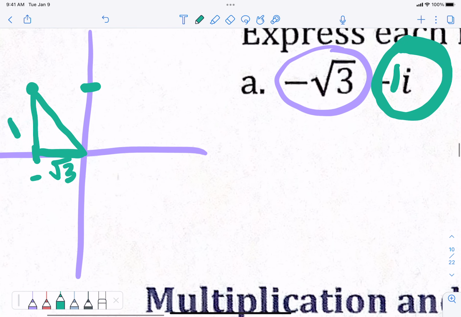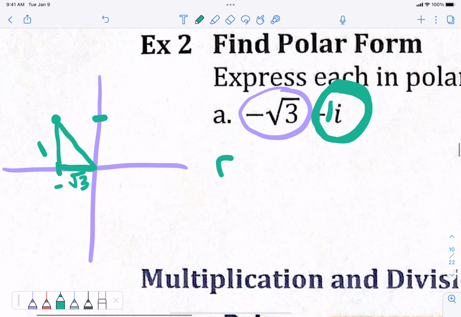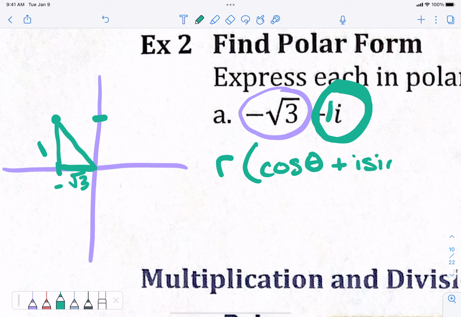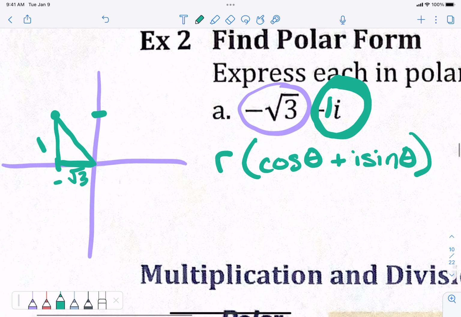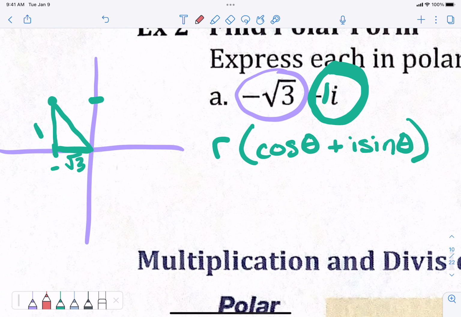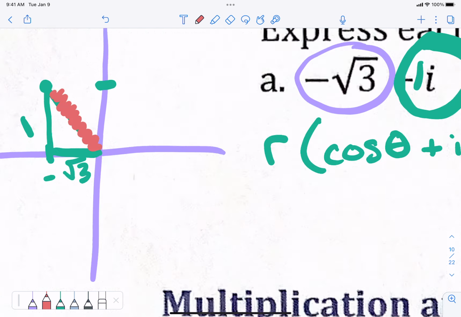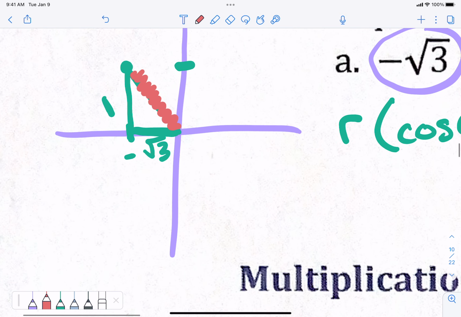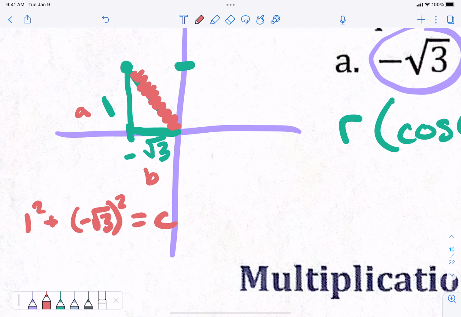Okay, so we have to express this in polar form, which is r cosine of theta plus i times sine of theta, yeah? We need to figure out what r is, and r is just this distance right here. So it's like doing the Pythagorean theorem. It's like finding the radius, right? So I square everything. This will be your A and this will be your B, whatever, right? 1 squared plus negative square root of 3 squared equals C squared, right?